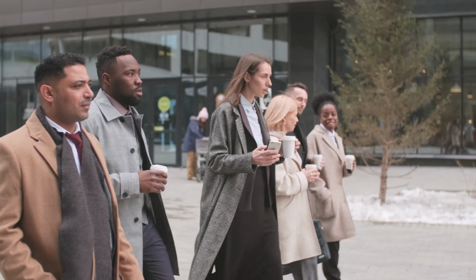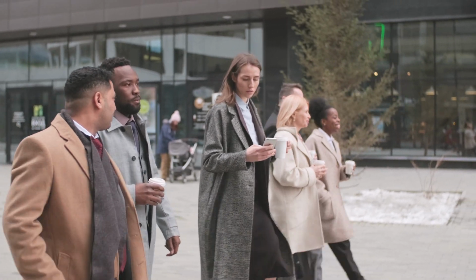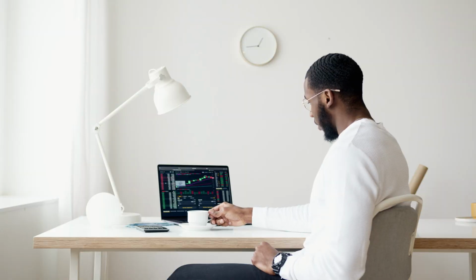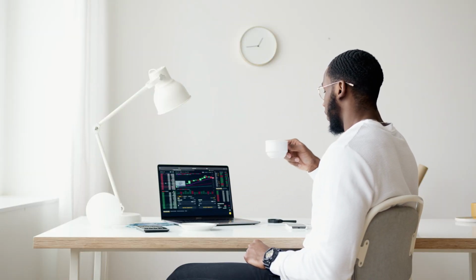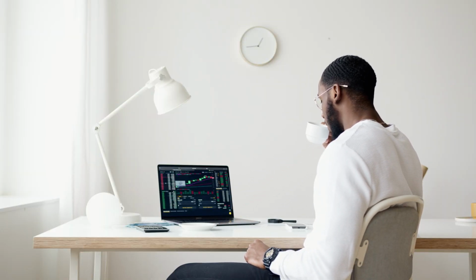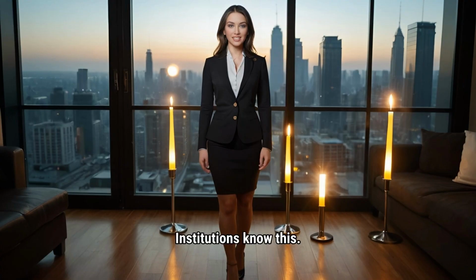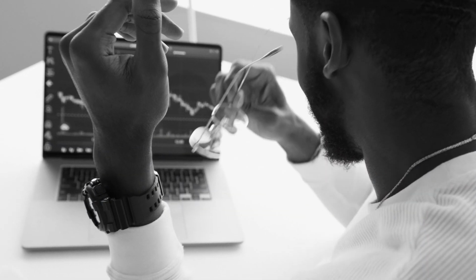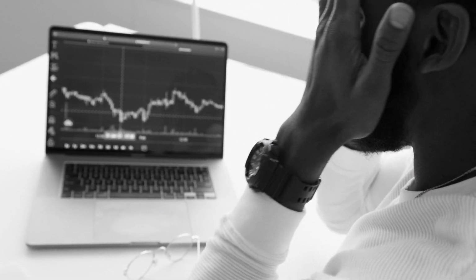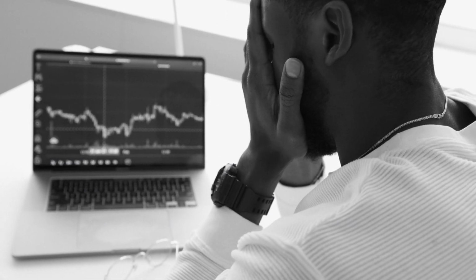Think about it. Every single day, traders place orders around those levels. If you bought yesterday and placed a stop loss under the low, your order is sitting there as liquidity. If you sold yesterday and placed a stop above the high, your stop is waiting there too. Institutions know this. They know that above yesterday's high, there are clusters of buy stops, and below yesterday's low, there are clusters of sell stops. That is where the money is.